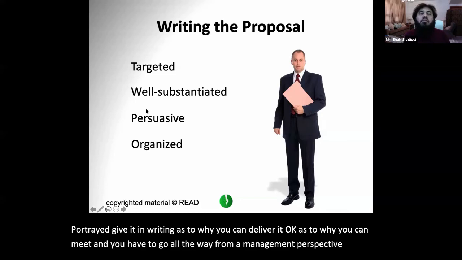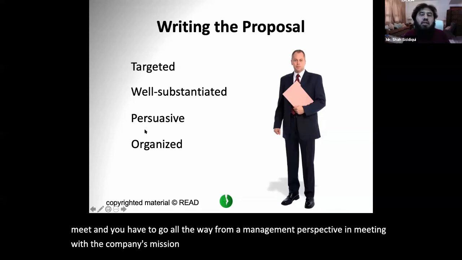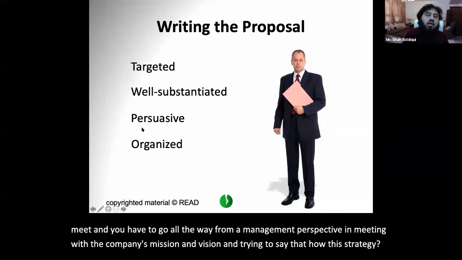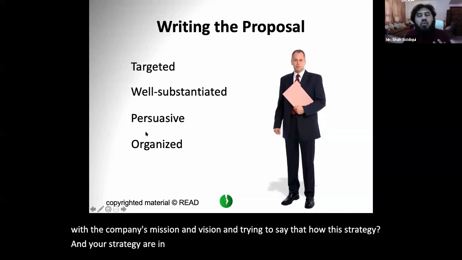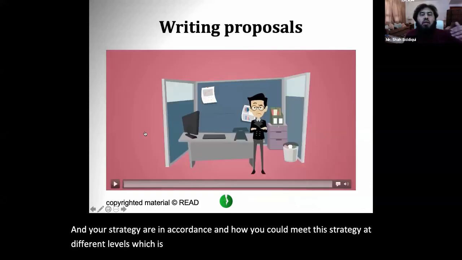and you have to go all the way from a management perspective in meeting with the company's mission and vision, trying to say how their strategy and your strategy are in accordance, and how you could meet their strategy at different levels, from a unit level to a strategic level, operational and tactical level.